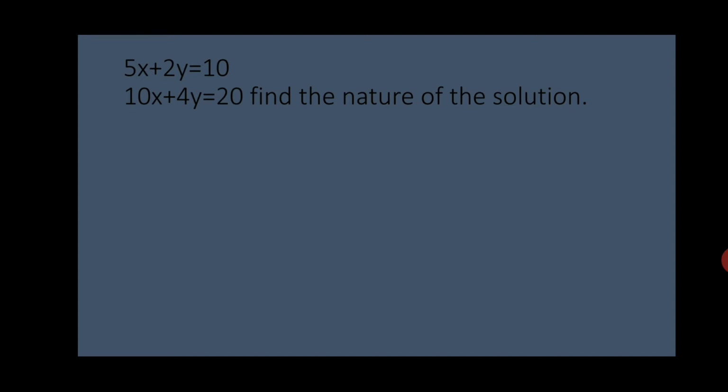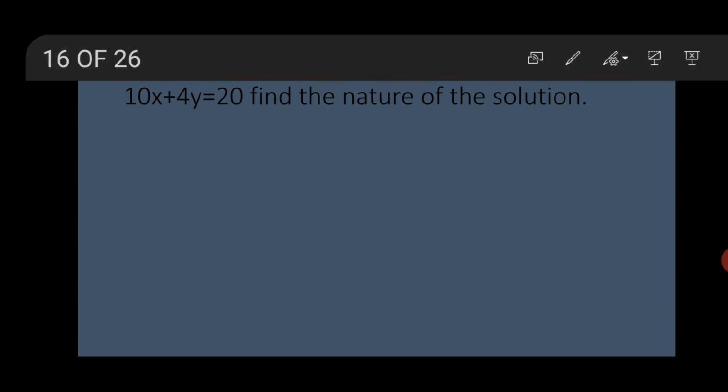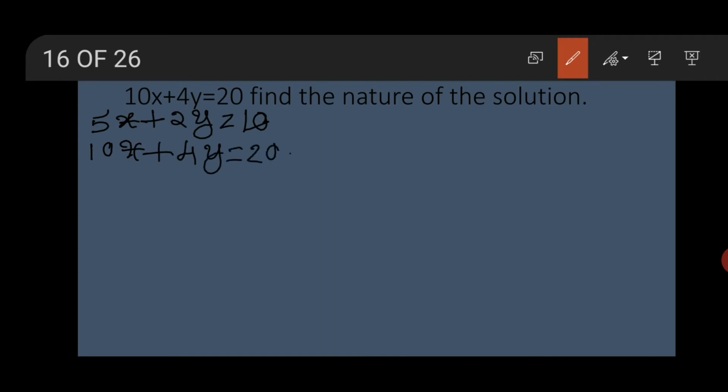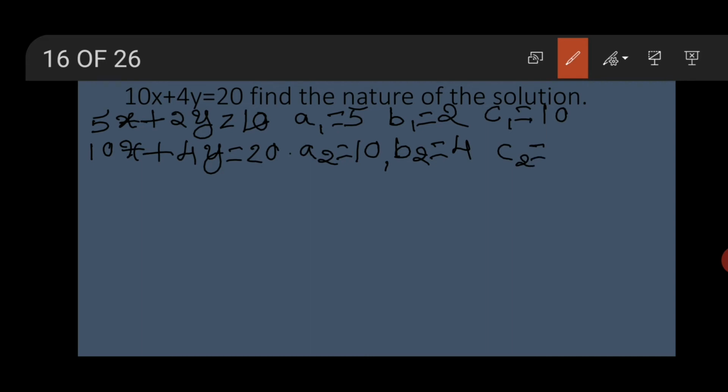See here. This is the 7th problem. 5x plus 2y is equal to 10. Then 10x plus 4y is equal to 20. Find the value of a1. It is 5. b1 is equal to 2. c1 is equal to minus 10. And a2 is equal to 10. b2 is equal to 4. c2 is equal to minus 20.